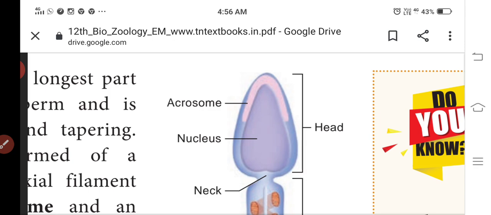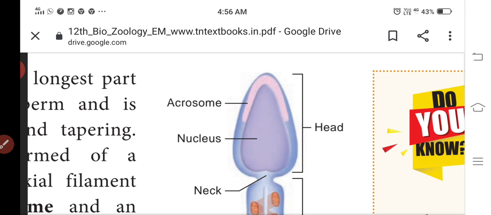The head has the acrosome and nucleus. The acrosome is a small cap-like structure. At the time of fertilization, it releases the hyaluronidase enzyme, which penetrates the ovum.